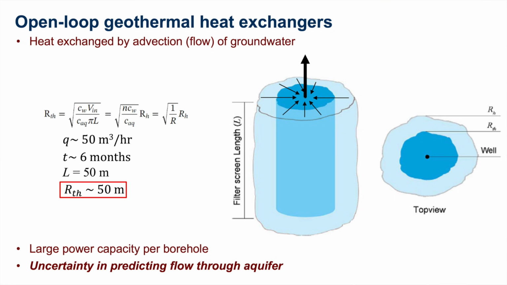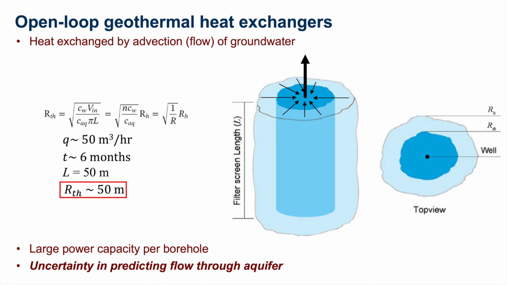So what that means is that I get lots of power capacity from the borehole, and really this will make more sense when we compare it with a closed loop system. But essentially open loop is great because you get lots of heat and lots of cool coming out of the borehole because you're able to transfer that with the flow of groundwater.